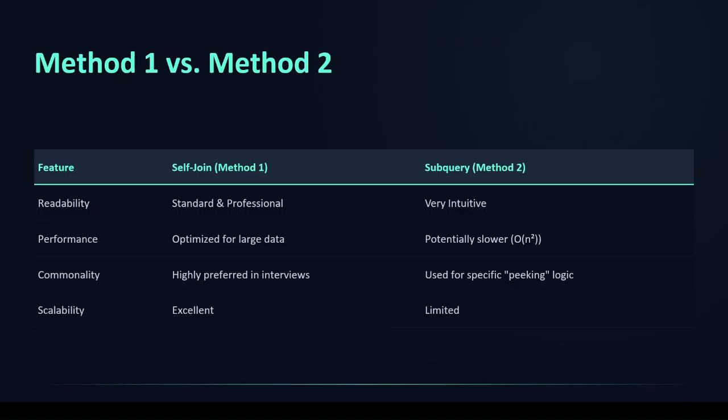Method 2, the subquery, is readable, but it scales terribly. In computer science terms, its performance can degrade to O(n squared). If you have a million rows, it could theoretically trigger a million subquery lookups. In an interview setting, write the self-join first. It shows the interviewer that you understand database performance much better.